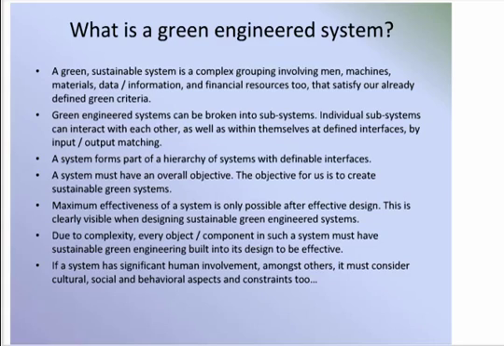So what is a green engineering system, and how can we actually show this in a process model or a system model? Well, a green sustainable system is a complex grouping involving man, machines, and material, and data and information, and also financial resources that satisfy our already defined green criteria. Now, green engineering systems can be broken into subsystems, and individual subsystems can interact with each other, as well as within themselves, at defined interfaces by input-output matching.